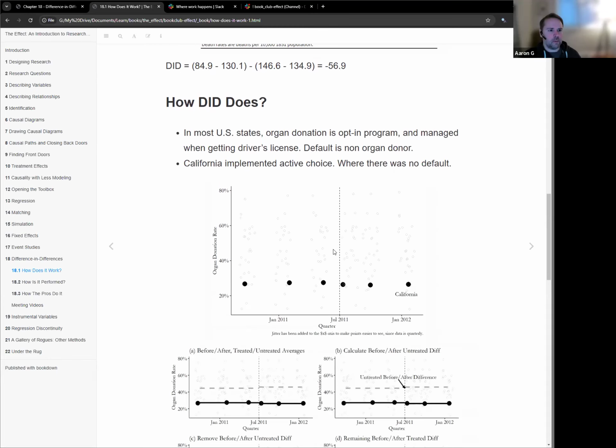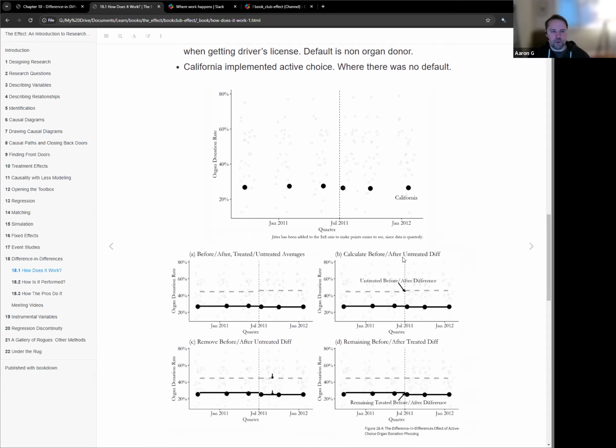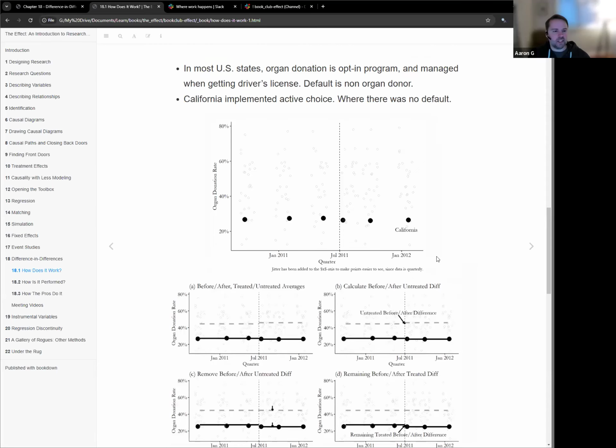Okay, moving on, one more example. This is trying to give us kind of a graphical view of what difference and differences is doing. I didn't love this particular example, but the idea is in the United States, when you're getting your driver's license for the first time or renewing it, in most states, there's an assumption that you aren't an organ donor, so you have to actively do something, say, hey, I want to be an organ donor for that to happen. So it's not great for encouraging organ donation since the default is you're not an organ donor.